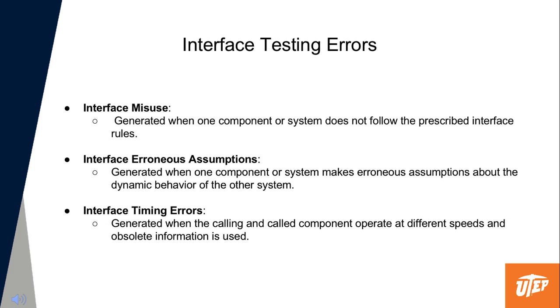There are three major errors that might happen when conducting testing on interfaces. The first one is interface misuse. It is generated when one component or system does not follow the prescribed interface rules. The second one is interface erroneous assumptions. It is generated when one component or system makes erroneous assumptions about the dynamic behavior of the other systems. The third one is interface timing error. It is generated when the calling and called component operate at different speeds and obsolete information is being used.